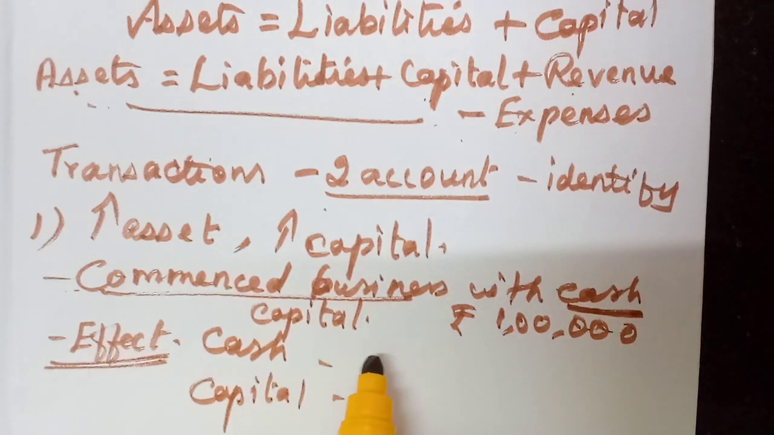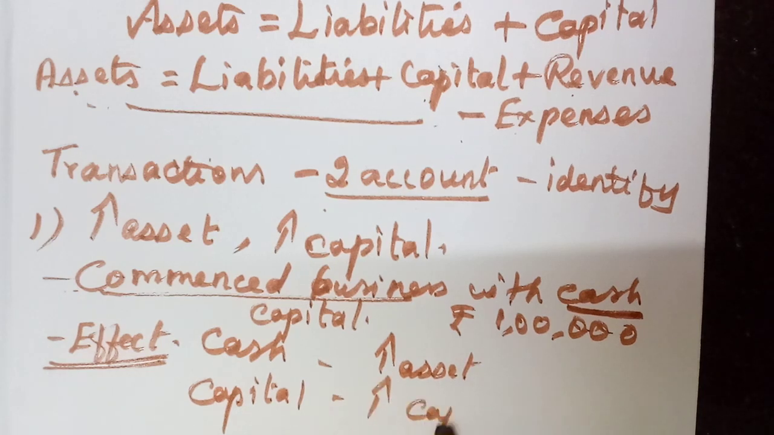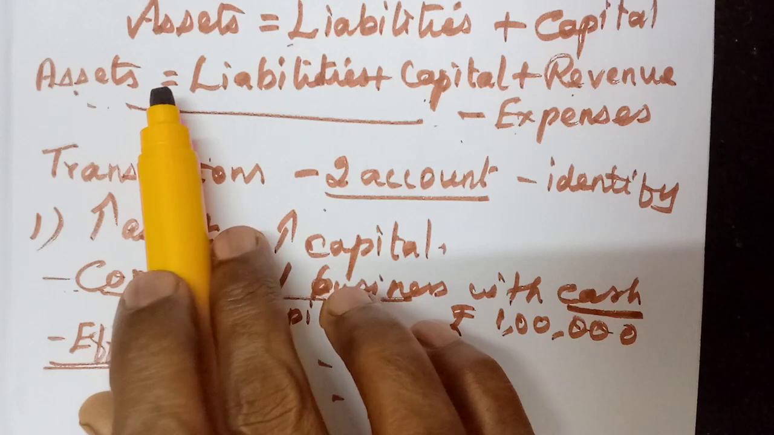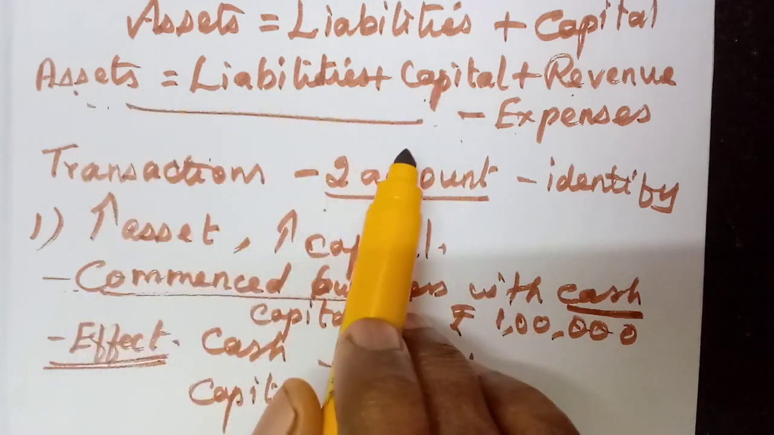Okay. So cash will increase the asset. Isn't it? Cash is an asset, it will increase the asset. Capital will increase the capital. Here which account? Capital account. Okay, cash will come under assets. So this capital is capital only.